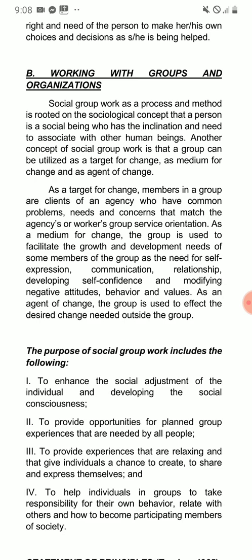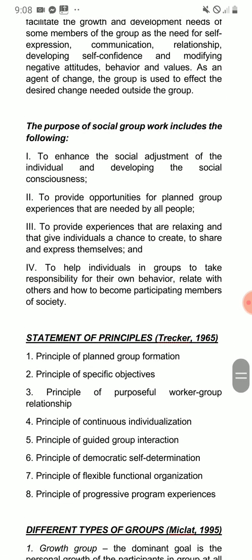So one thing that we need to remember in group social work, the members of the group must have the same problem. They must have the same characteristic of the problem. They must have almost the same personalities. Dapat meron silang similarity ng problema at ng sitwasyon na pinagdadaanan at ng need na kailangang ma-fulfill. So the purpose of social group work includes the following: to enhance the social adjustment of the individual and developing the social consciousness. Itong apat na to, ito yung purposes ng social group work.